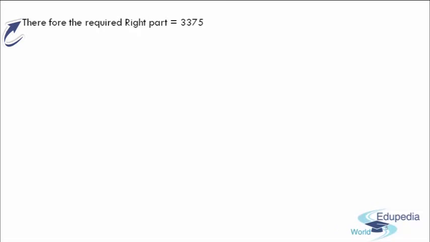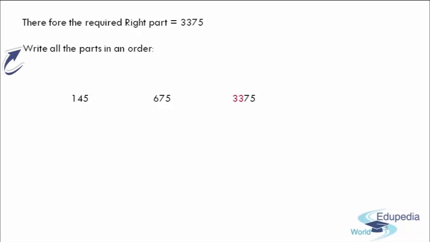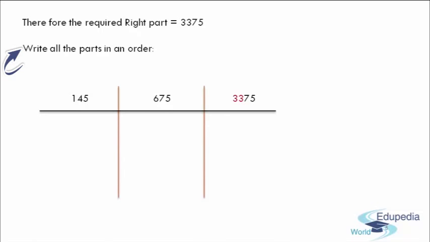After completing all the parts of the process, now we have to write all the parts of answers we have got in order. So therefore we have to write the left part, the middle part and the right part. So the left part answer I have got is 145 and the middle part I have got is 675 and the rightmost part I have got is 3375. Now after writing all these things, let us place some horizontal and vertical bars like this.